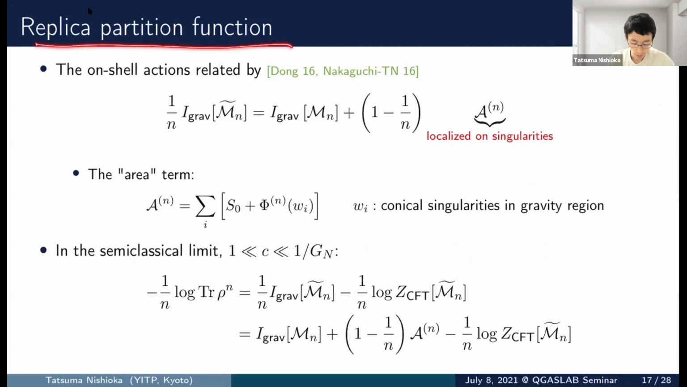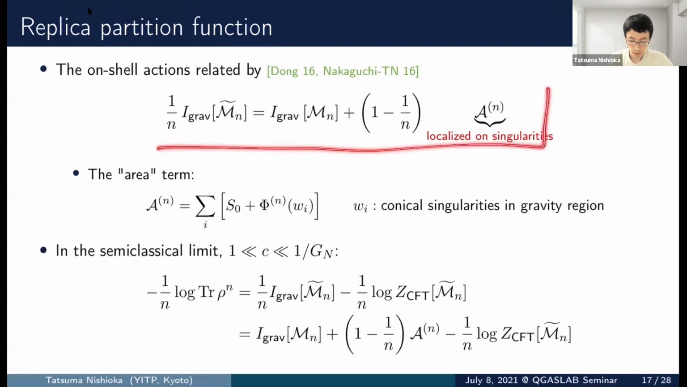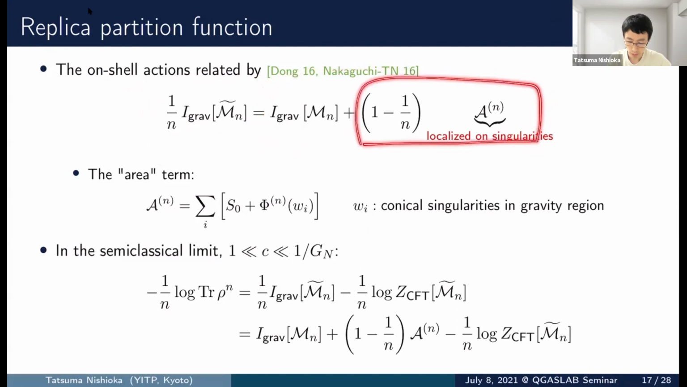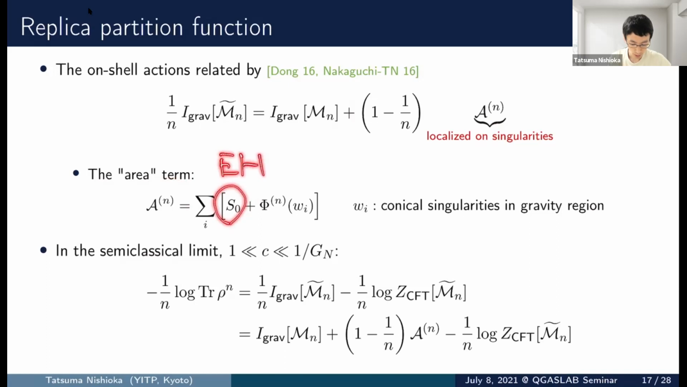Let me start from this page. Basically we want to calculate the on-shell action on the cover. But we have this identity. The right-hand side is evaluated on the orbifold. But on the orbifold, we have an additional contribution coming from the singularity, and this is the area term. The area term includes S_0, which comes from the Einstein-Hilbert action, and this is the value of the dilaton on the conical singularities.